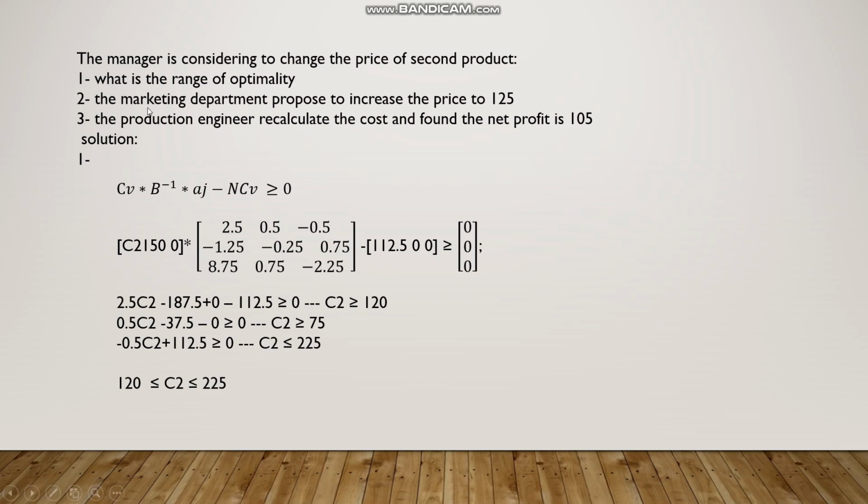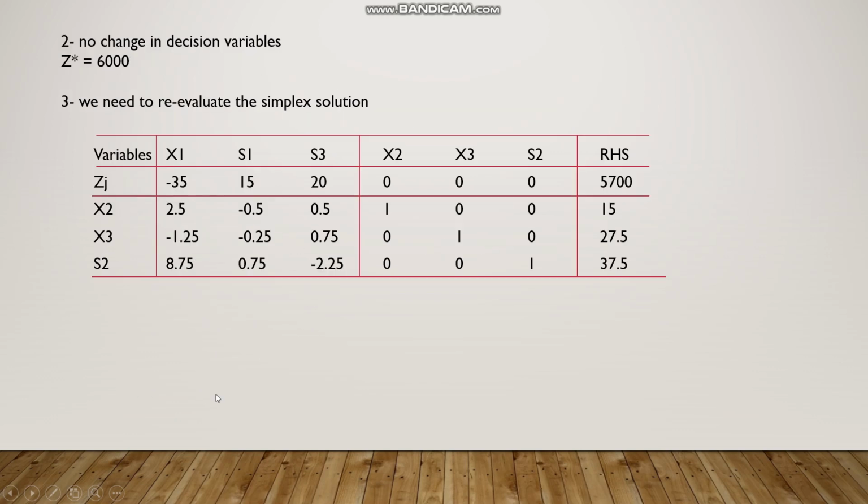So let's see, the production engineer wants the cost to be 105. So we know 105 isn't within the range. So then you will recalculate and reevaluate the matrix again. So this time, x1 becomes a basic solution. So this is the entering variable and that will be the leaving variable, then you will reiterate again.